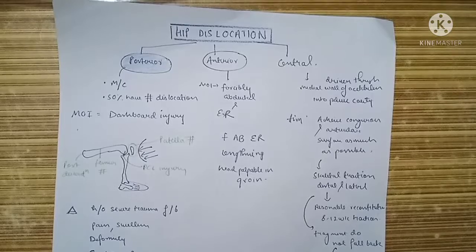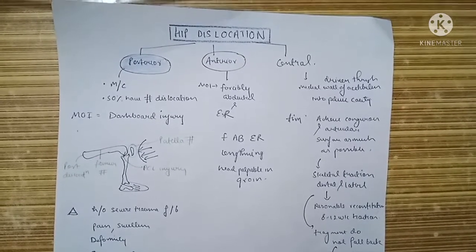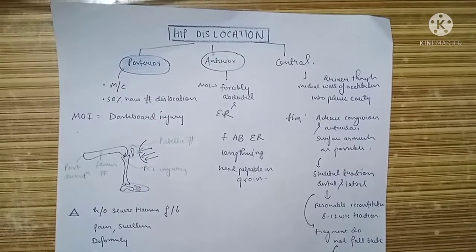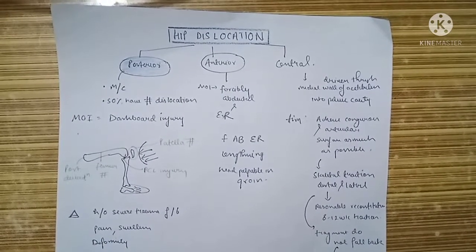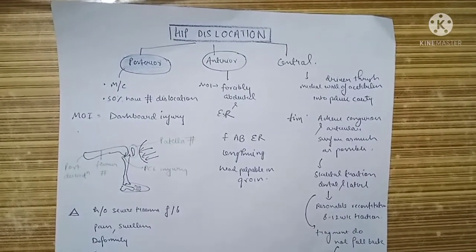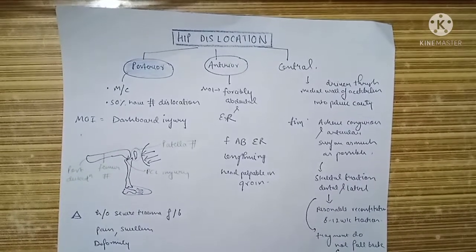Posterior hip dislocation not only is most common, but 50% of the time it is associated with fracture dislocation. That is, the posterior rim of the acetabulum is also fractured along with the hip dislocation. Mechanism of injury in the case of posterior hip dislocation is a dashboard injury.